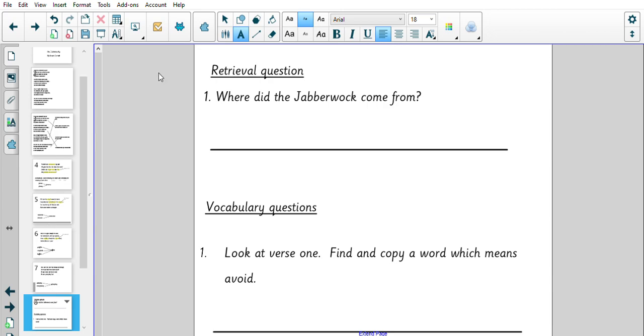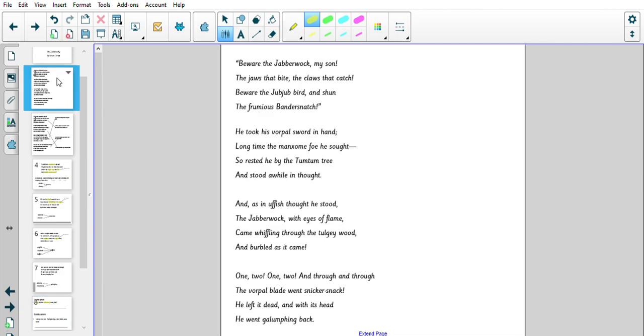First of all, I'm going to read the question and highlight any key words that I need to think about. I'm going to highlight the word where, because that tells me that the answer will need to be a place. I'm also going to highlight the word Jabberwock because I'm not interested in where the warrior came from. I only want to know where the Jabberwock came from. Then I'll go back to my poem and think, okay, I know the Jabberwock doesn't appear in the first 2 verses, so I'm going to go down to the 3rd verse straight away. I'm going to read it and I'm watching out for a place as I go.